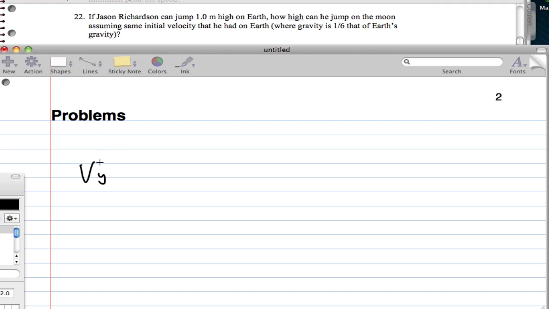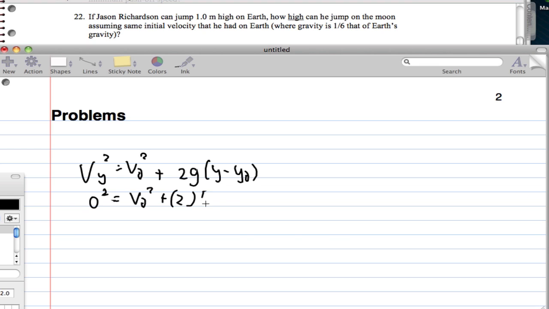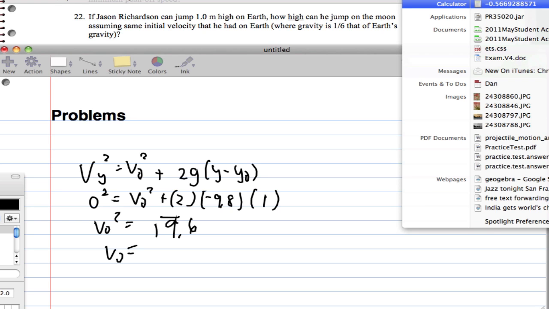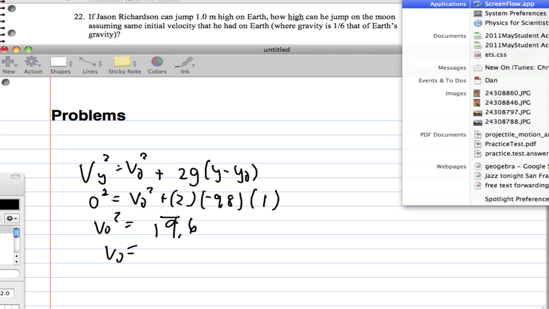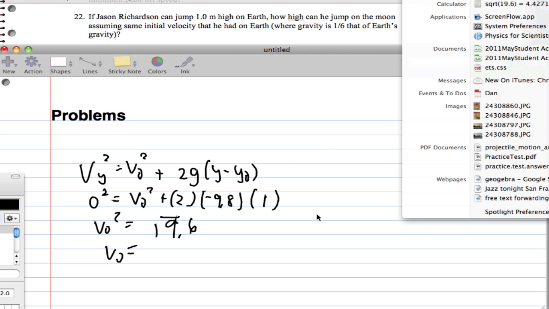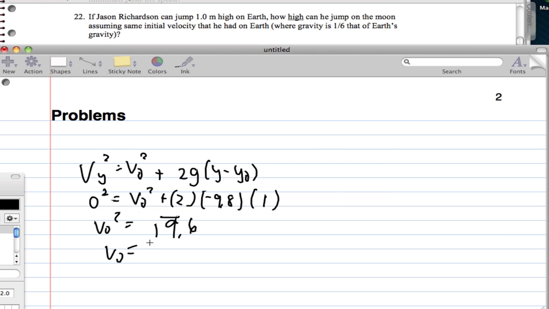So vy squared equals v naught y squared plus 2g times y minus y naught. So we have 0 at the top of the jump equals v naught squared plus 2 times negative 9.8 times 1. So we're going to end up getting v naught squared equals 19.6. So v naught is the square root of 19.6, about 4.43 meters per second.